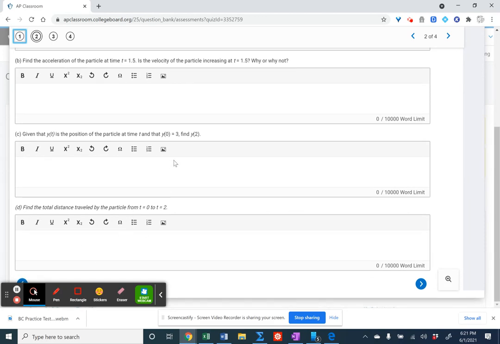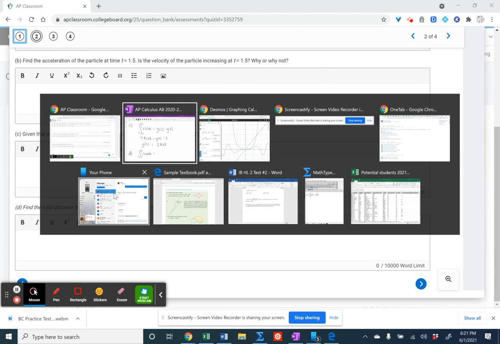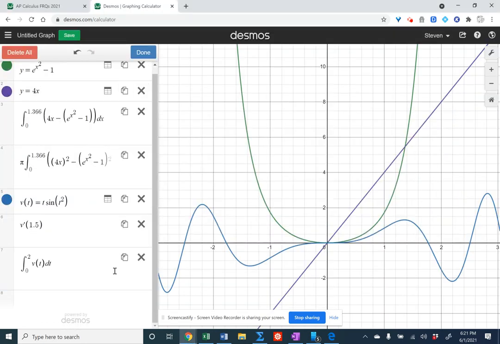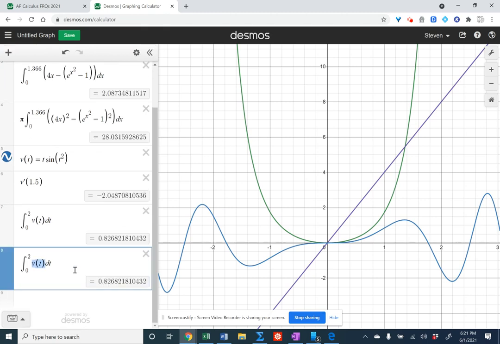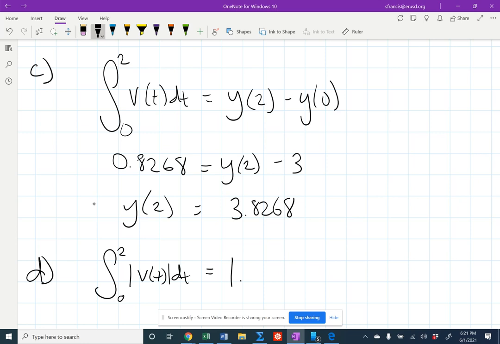D, find the total distance traveled by the particle between 0 and 2. I gave you a total distance integral, and it's the integral of the absolute value of the velocity function. All you have to do is plug that into the calculator and then hit the answer. So if you don't know where the absolute value button is on the calculator, you want to find it. And the answer is 1.173.